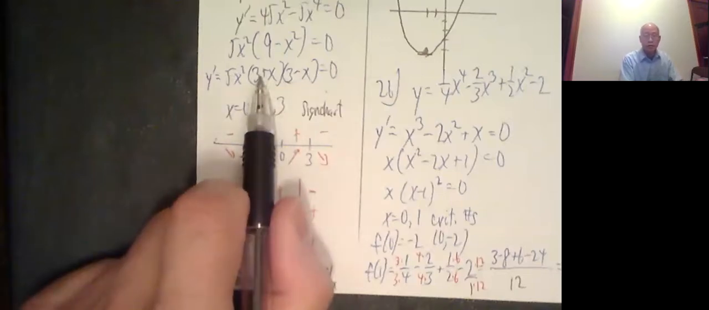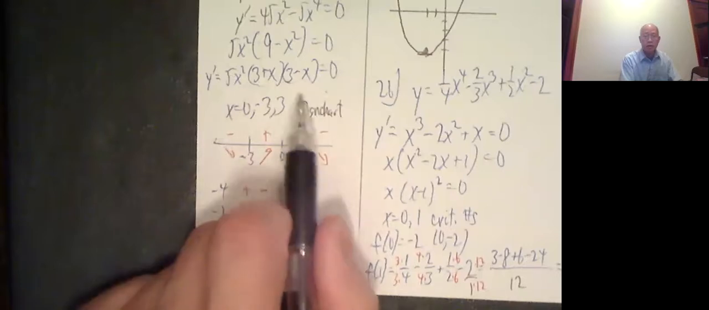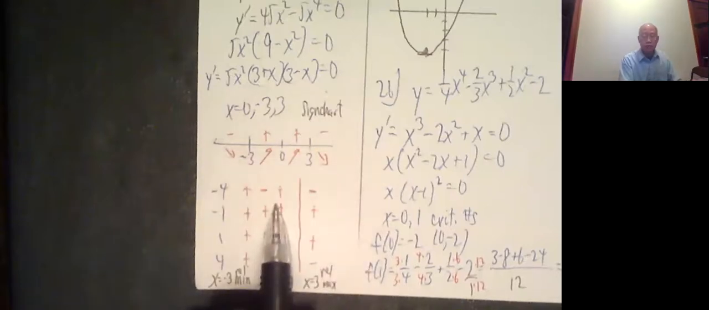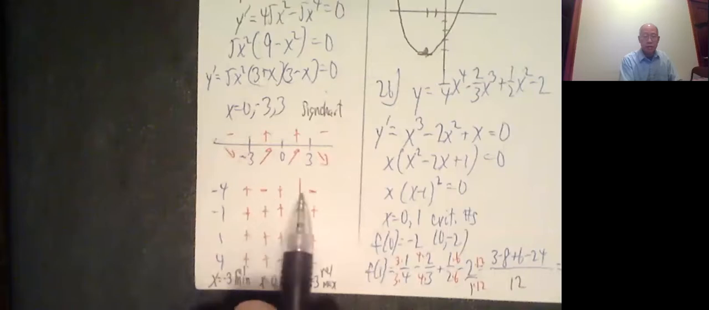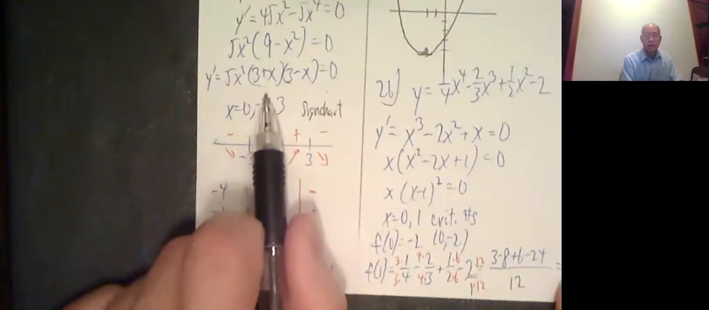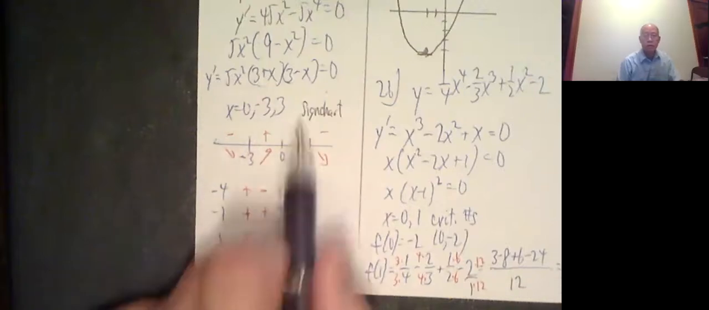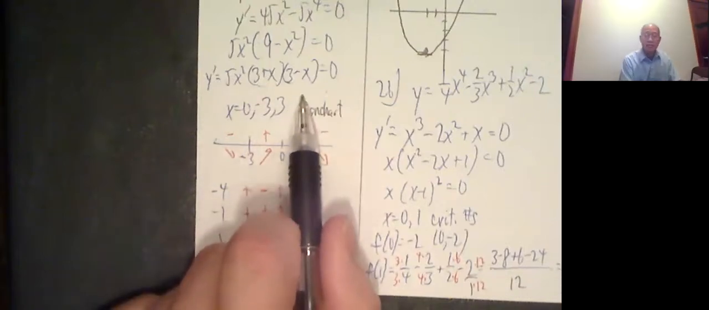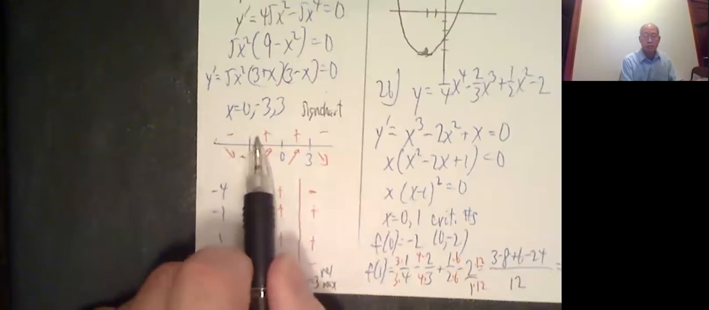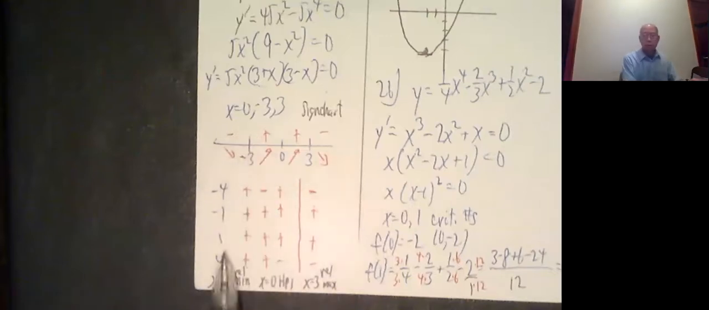Plug in negative 4. 3 plus a negative 4 is negative. 3 minus a negative 4, that's like 3 plus 4, positive. So a positive times a negative times a positive is a negative, so I put a minus sign there. Plug in negative 1, I already know that's positive. 3 plus a negative 1, positive. 3 minus a negative 1 is still positive. Positive times positive times positive is positive.